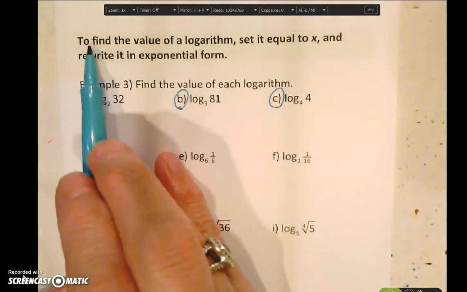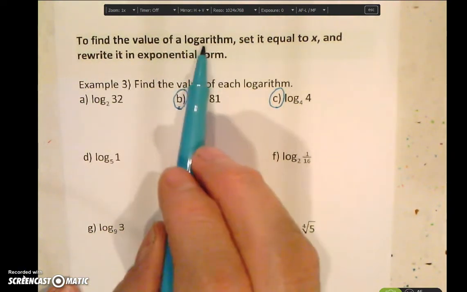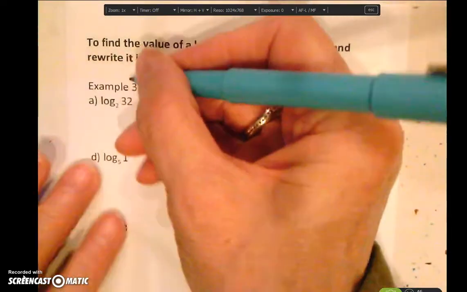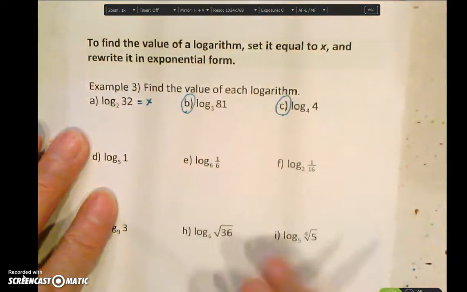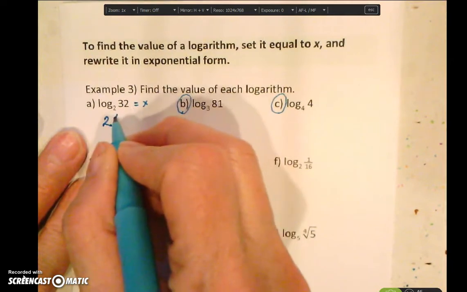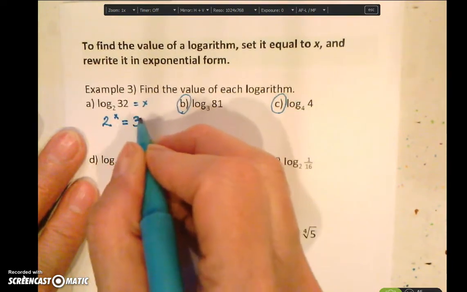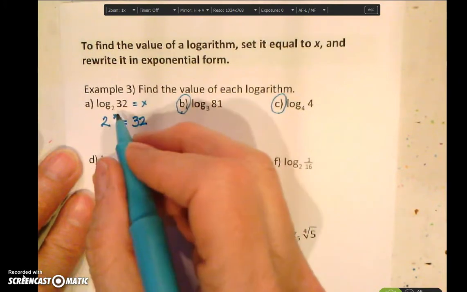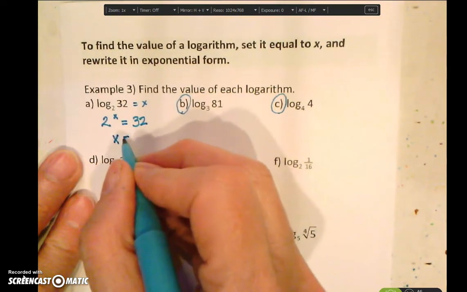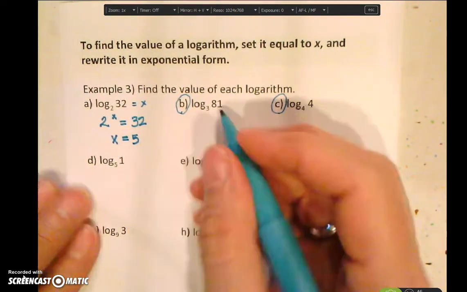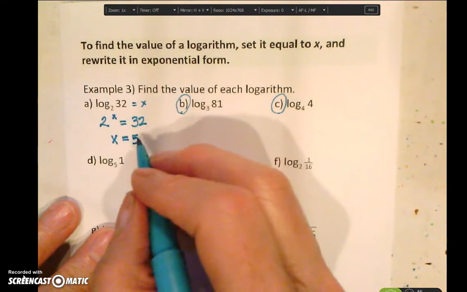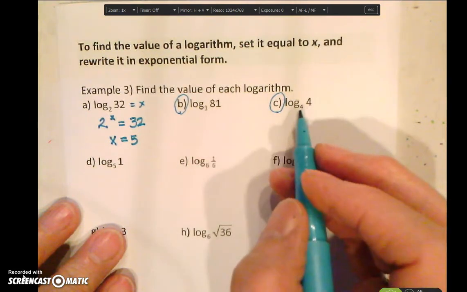Okay, so now let's practice finding the value of logarithms. In order to do that, you're going to set it equal to x and then rewrite it in exponential form. Now, I kind of do this in my head, but this is equal to x. So in exponential form, the base is 2, the exponent is x, is equal to 32. So what does x need to be so that it's equal to 32? Well, that's right, x is going to be equal to 5. You could do this with exponential equations, but it's easier just to think through it. I'm going to eventually let you do B and C.